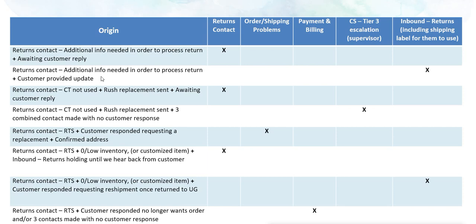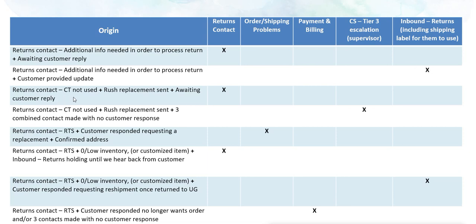If it's in the returns contact group and we need additional information to process the return, plus the customer provided an update, we want to make sure that we're sending it to inbound returns. They already created the ticket for CS to reach out to the customer. The customer told us the information that returns needed, so we have to send it back to inbound returns so they can process the return.